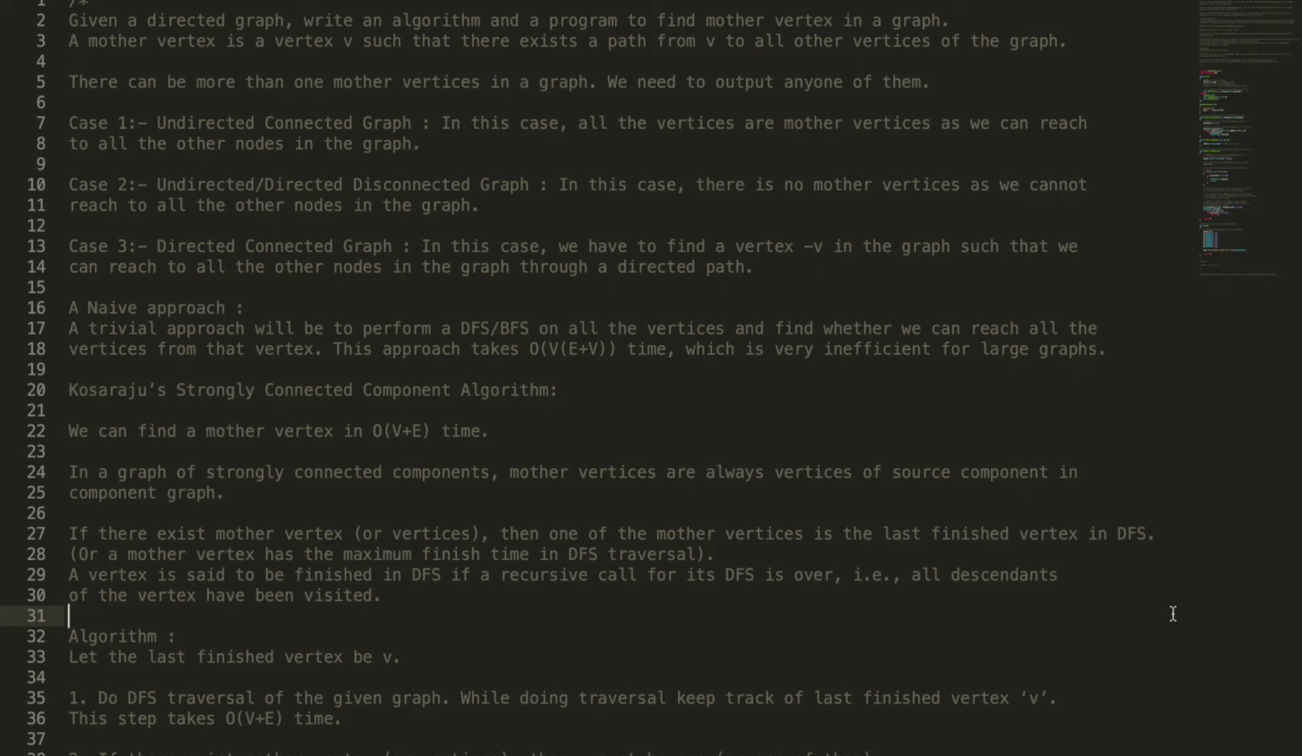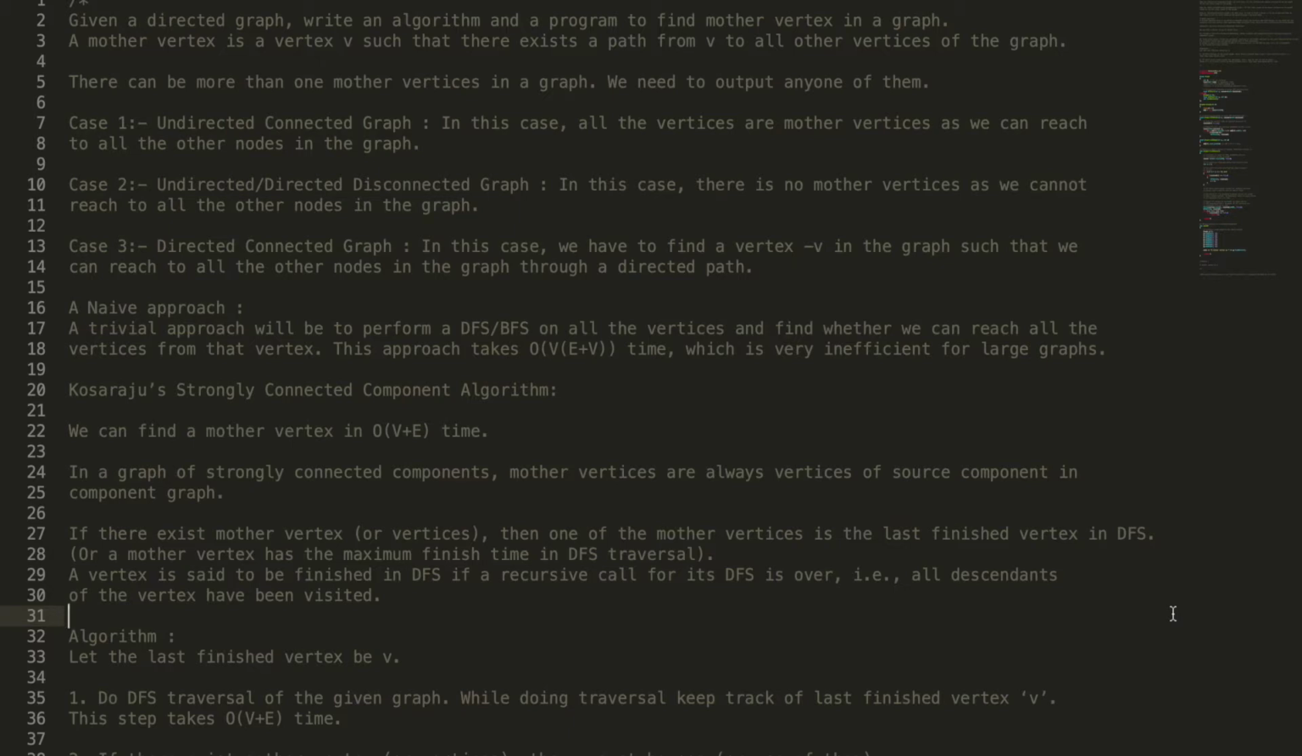Okay, so our last question for the DAA lab manual is based on mother vertex. You are given a directed graph and you have to write an algorithm and a program to find a mother vertex in a graph. So what do you understand by a mother vertex? A mother vertex is a vertex B such that there exists a path from B to all other vertices of the graph. Now, in case there is more than one mother vertex in a graph, you need to output only one of those.